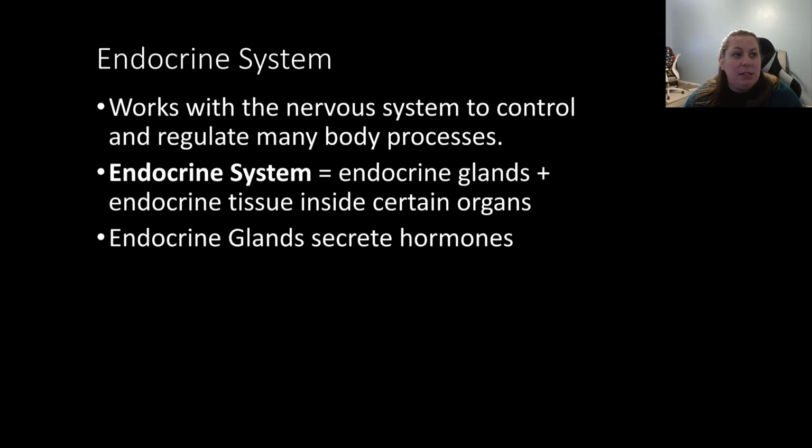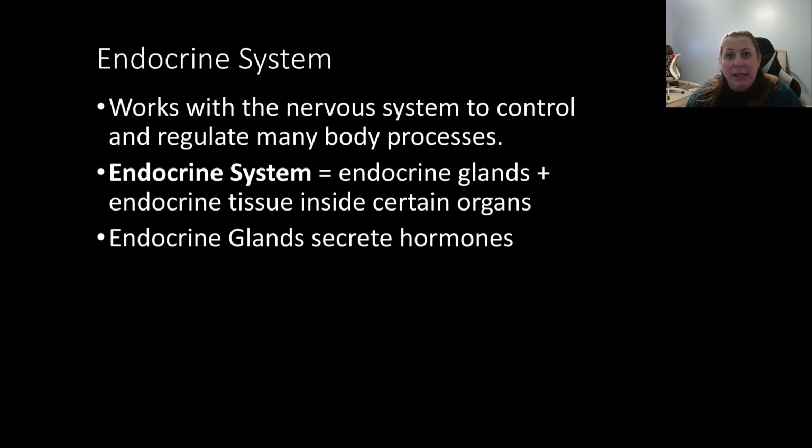The next system we want to talk about is the endocrine system. The endocrine system works with the nervous system to control and regulate your body's processes. But the endocrine system is going to do this through hormones. Okay, that's their main thing that they're going to use. These chemical messengers called hormones.